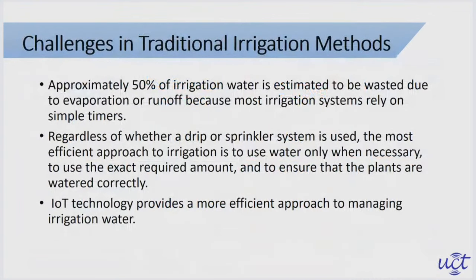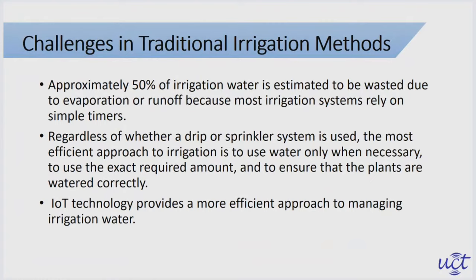So what are the challenges of traditional irrigation methods? This part was already covered by Kaushal sir, but let me go through it once again. Mostly, even 50% of the water used in irrigation is either evaporated or runs off, because they rely on simple timers, on time-based or volume-based irrigation systems. They just rely on how much water we need to put. But what happens if the water is evaporating very quickly? What if it is running off to some other field or to a lower area and not reaching the higher area because the field is not leveled?